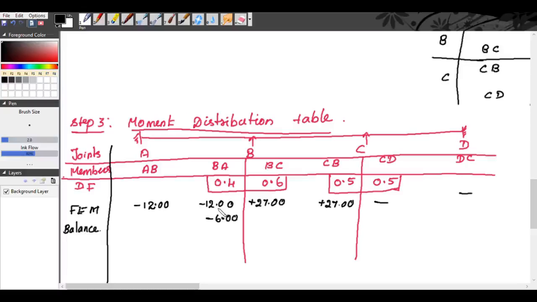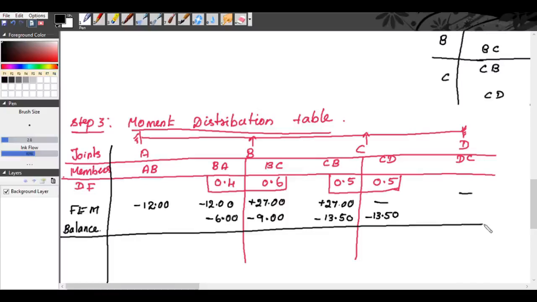Again, add minus 12 plus 27. Multiply it by 0.6. We get the value as plus 9. So balancing, we have to give minus 9. Now, at C, it is plus 27. So plus 27 multiplied by 0.5, we get plus 13.5. So balancing, we will give minus 13.5. So here also the same value, so minus 13.5.